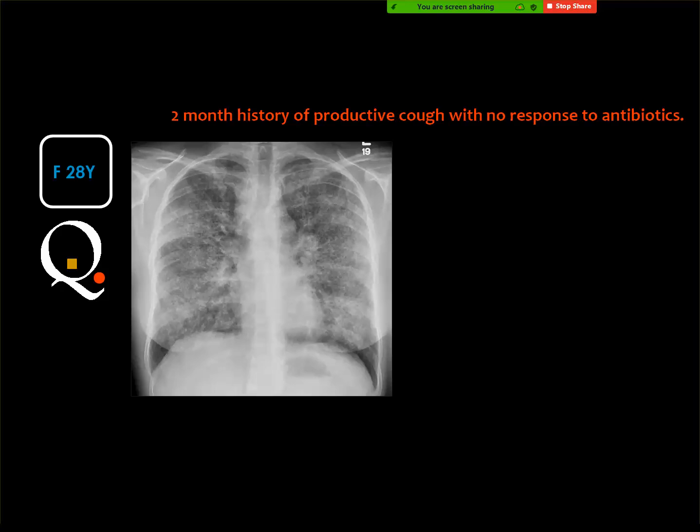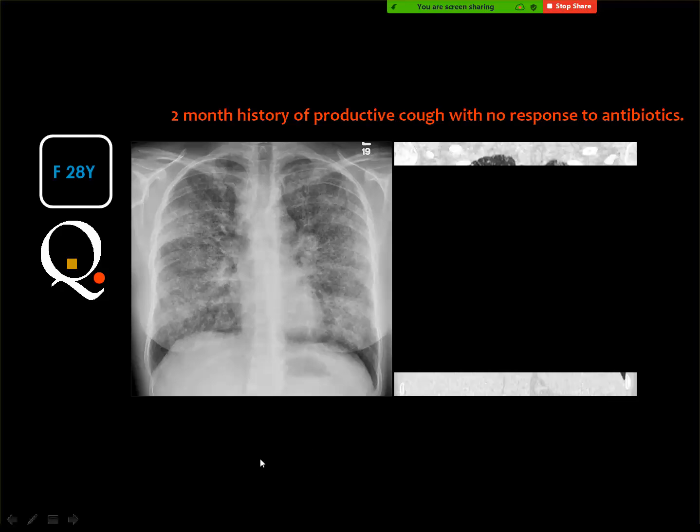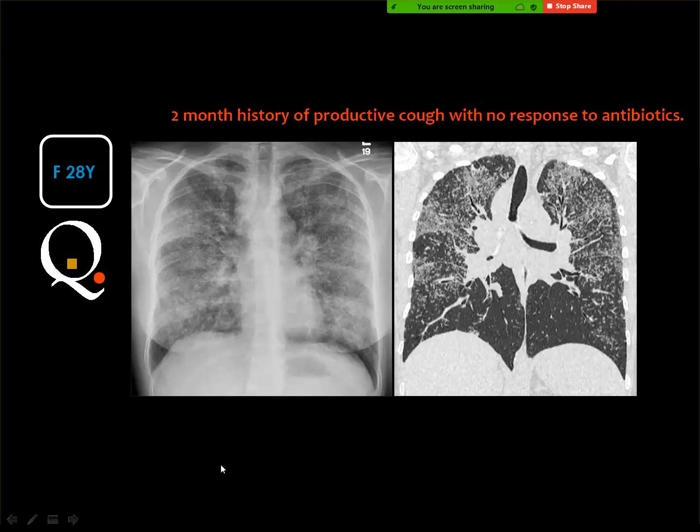There is reticular nodular shadowing in both lungs and no response to antibiotic. This may be interstitial pneumonia. Eosinophilic? Or acute eosinophilic pneumonia? No, too much. It's cryptogenic organizing pneumonia. Yes, cryptogenic organizing pneumonia. Then look at the CT scan.